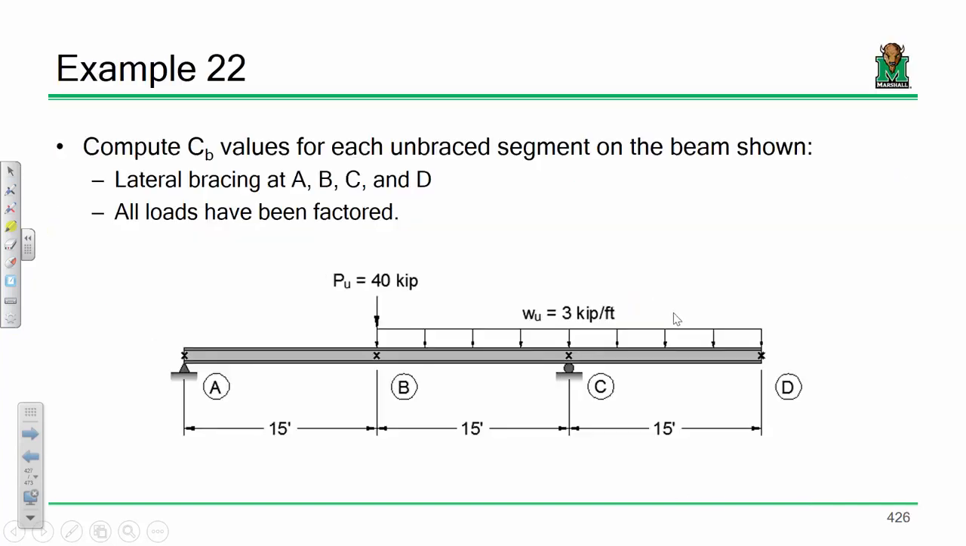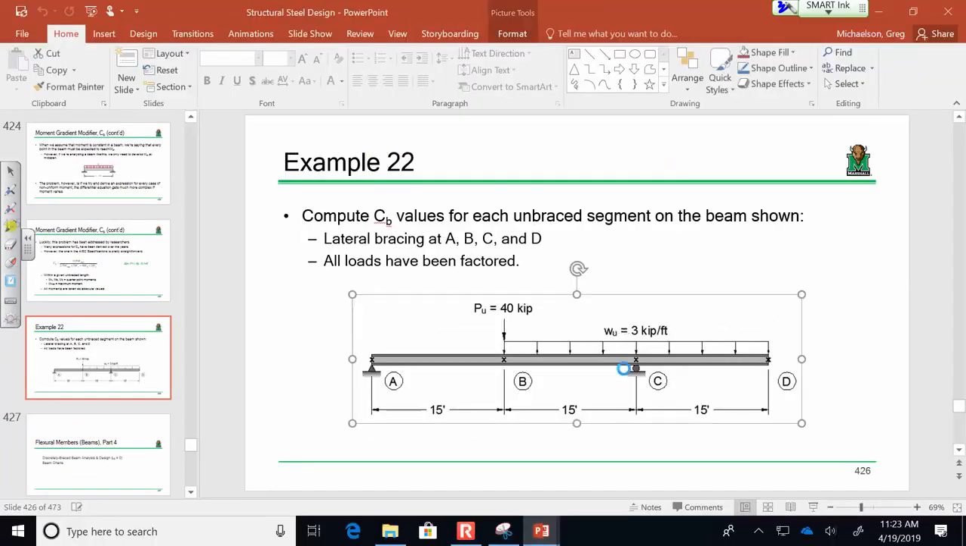Now, this is a beam that is braced at A, B, C, and D. So for those of you that have been paying attention, how many C sub B values exist for this beam? Three. There's three segments that are unbraced. Each of those segments has a unique C sub B value. So let's see if we can check that out.